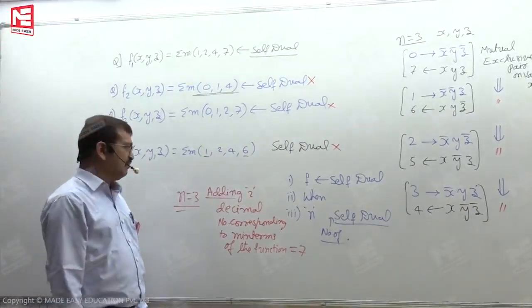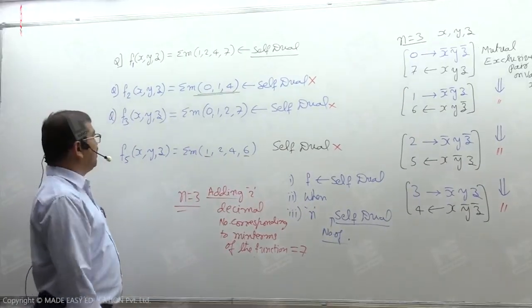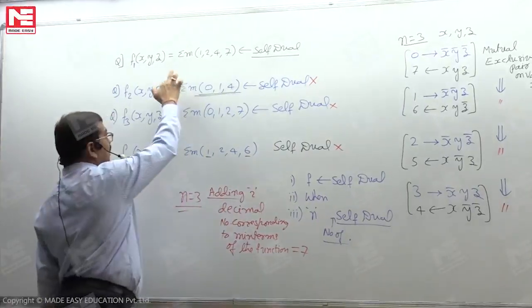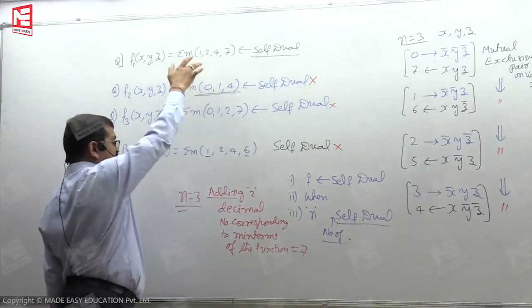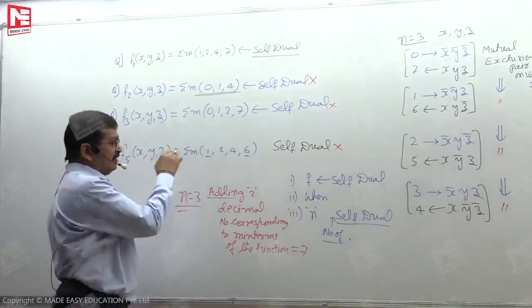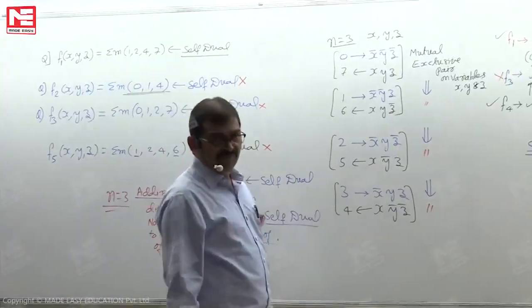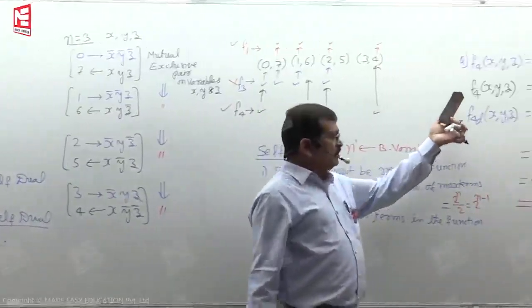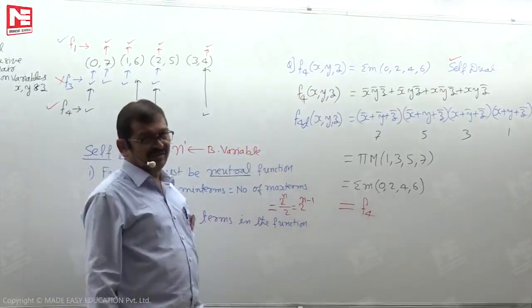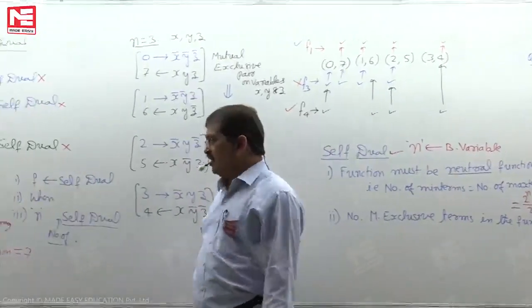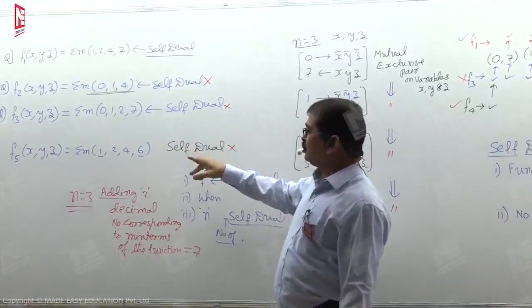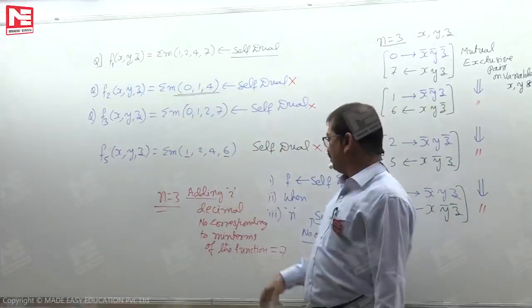So it is not a self-real function. But it is not the case with f1. It is not the case with f4. While adding any two decimal numbers corresponding to the min terms of the function, we are not having the result as 7 here. Or similarly, you can check with f4. Here also, while adding any two decimal numbers, we are not having the result as 7. But in the case of this f5 or this f3, while adding two decimal numbers corresponding to the min terms of the function, we are having the result 7.